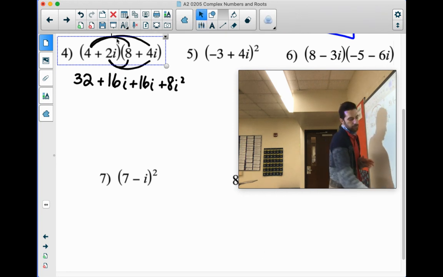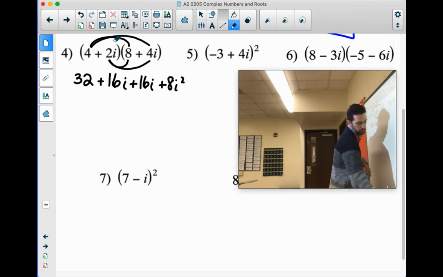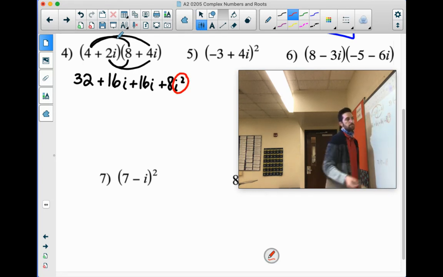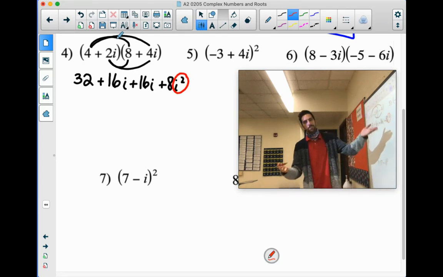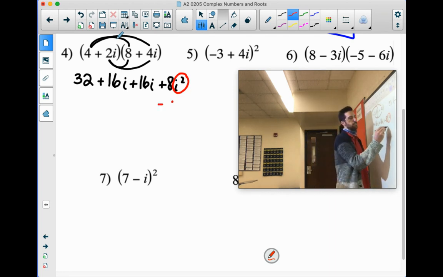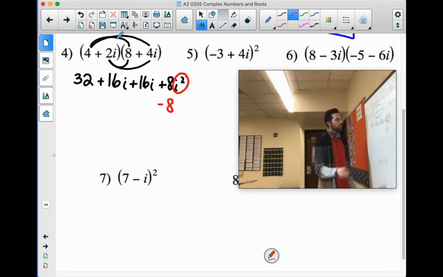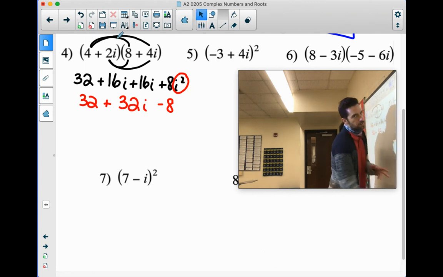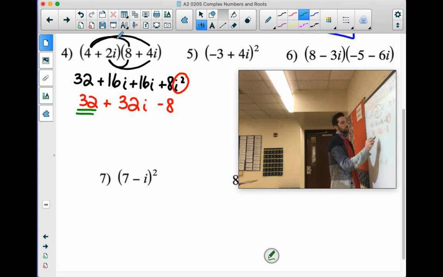Now again, as you get comfortable, you can kind of shortcut some stuff. You know that i squared is -1, right? So you can just do 8 times -1 and get -8 back there, okay? We had the 32 up here. If we combine our i's, we have 16i plus 16i, that's 32i. So we can still simplify a little more. We can still do the 32 minus 8.